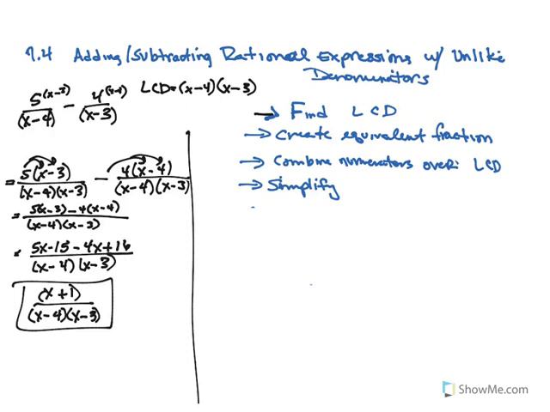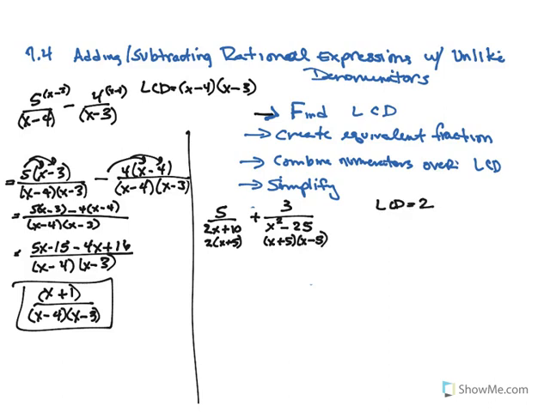All right, let's look at this one. Five over 2x plus 10 plus 3 over x squared minus 25. I have to factor so that I can figure out what the LCD is. The first denominator would factor into 2 times x plus 5. The second one is the difference of two squares. So now I can figure out my LCD.